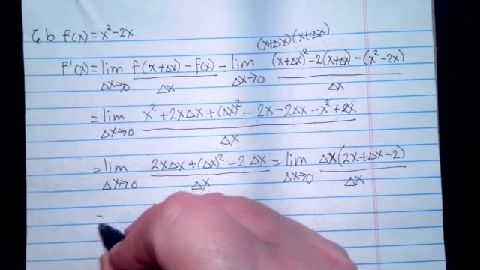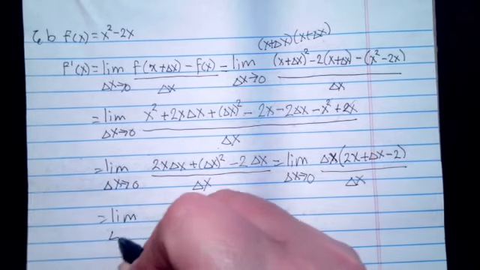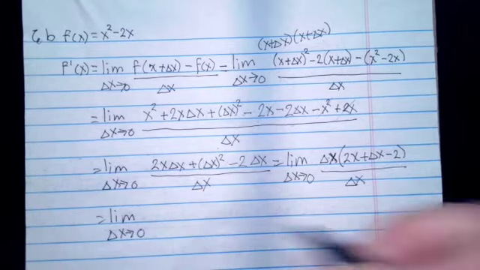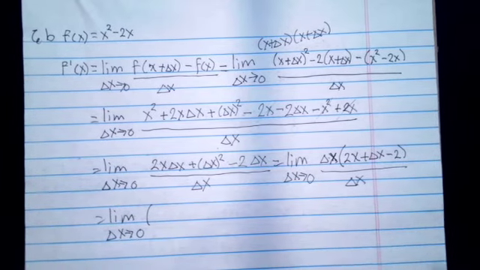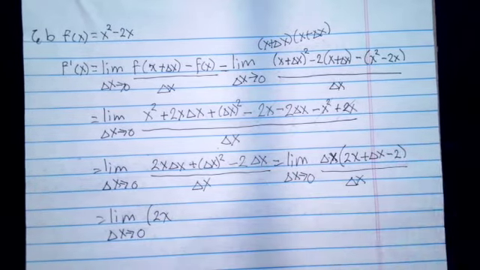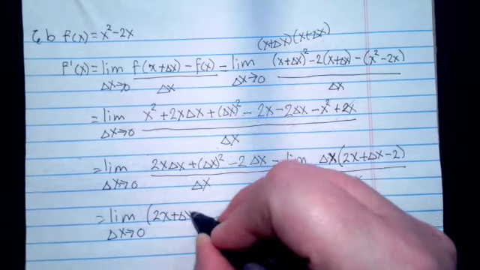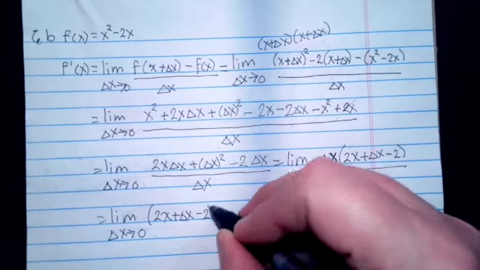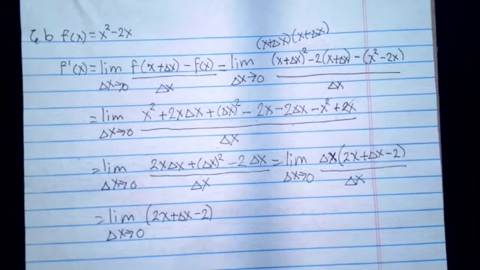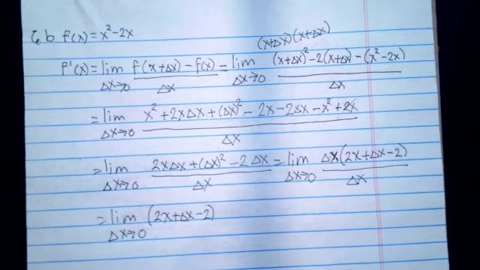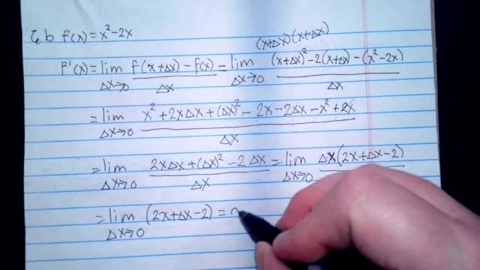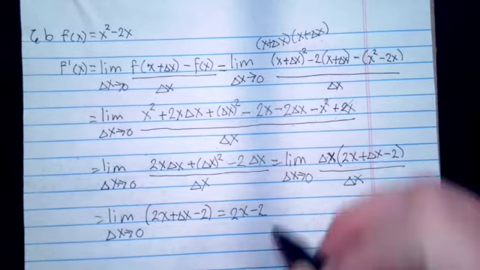So that's going to leave us the limit as delta x tends to 0 of 2x plus delta x minus 2. At this stage, we can safely substitute in 0 for delta x, and we'll get 2x minus 2.